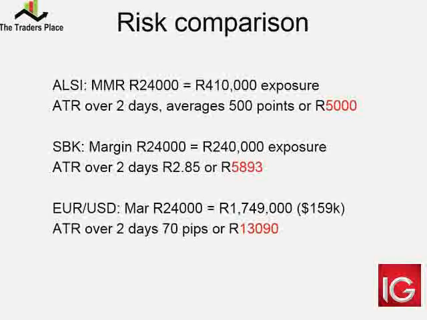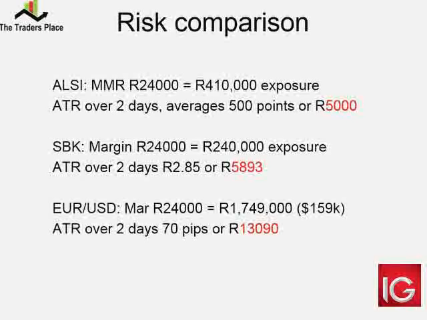I then took another popular share, Standard Bank, and I used the same margin requirement. Remember that the leverage and the gearing are different in all these instruments. The margin on Standard Bank took the same margin value, 24,000 Rand. On Standard Bank, it would equal 240,000 Rands worth of shares, so it's times 10. The average true range over 2 days on Standard Bank is 2.85 Rand per share. So if you got exactly that average, you would make or lose 5,893 Rand. Already that shows me that Standard Bank is actually slightly higher risk than the Aussie.